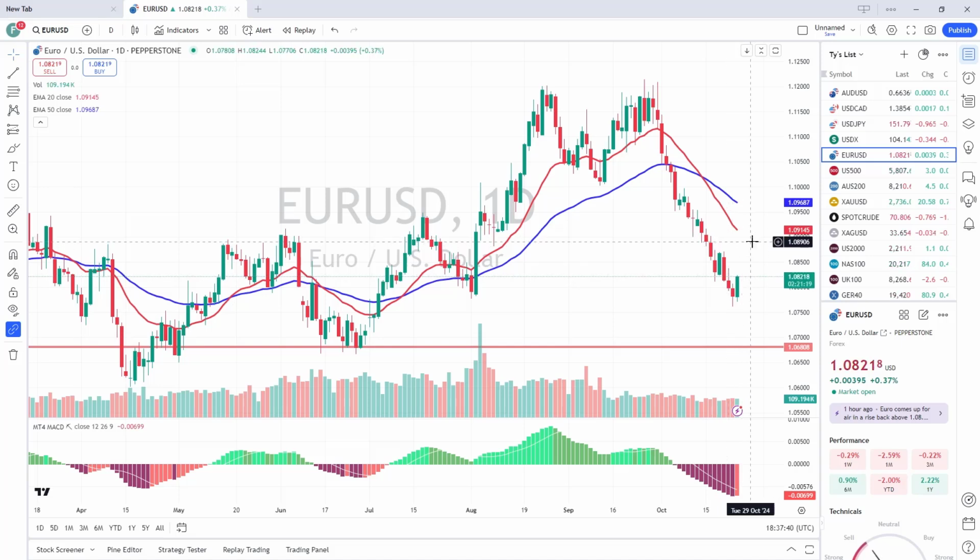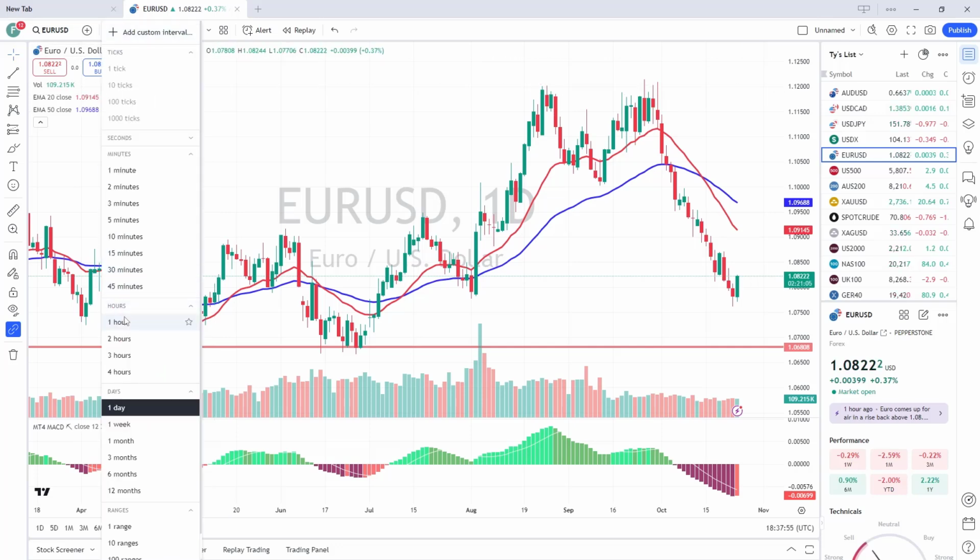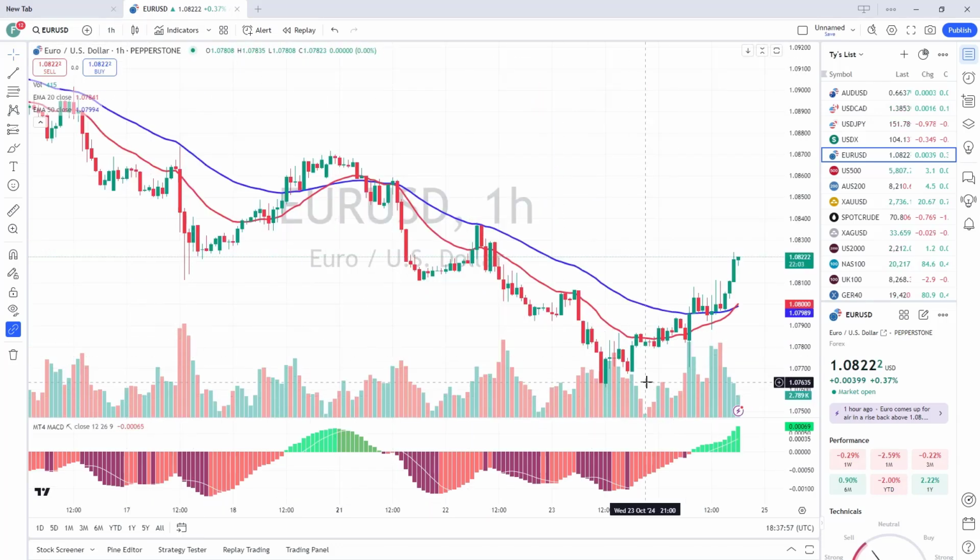Maybe a pullback up to around that sort of 108.80 area could be on the cards. That would be my feeling, that if I was looking for a scalp, that's probably where I'd be aiming for. But of course, you've got to see a series of consecutive higher highs and higher lows on something like, say, a 1 hour time frame to show that the momentum is there.